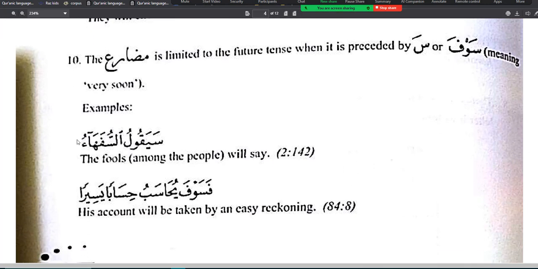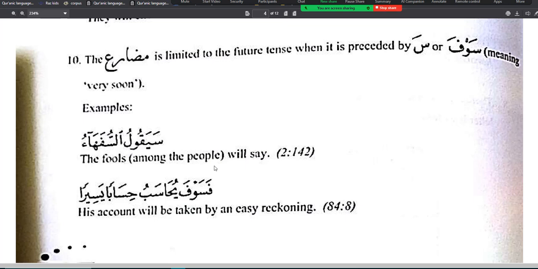Next point: mudare is limited to the future tense only when it is preceded by seen with a fatha, sa, or saufa. The meaning is very soon. So whenever you have sa followed by a mudare or saufa followed by a mudare, you should always remember that it is only for the future tense, not for the present tense. Is it clear? For example, we have sayaqulu sufaha'u. The fools among the people will say.